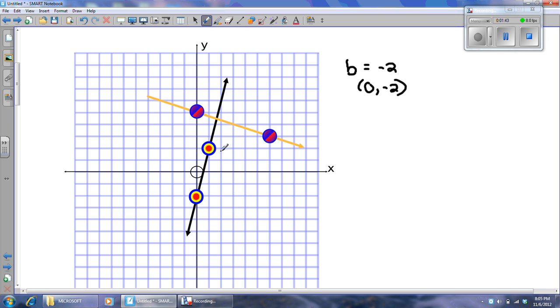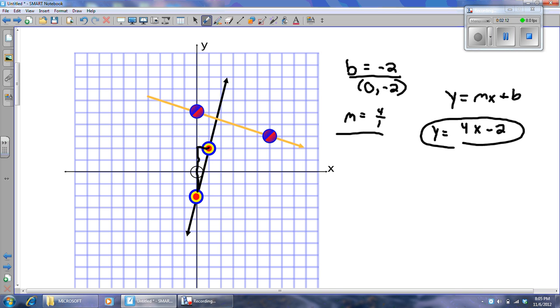And then I have 2 points indicated here. I can count the slope. I can rise 1, 2, 3, 4, and then run 1. And so it looks like my slope for the black line is 4/1. If I know the y-intercept and I know the slope, I can write an equation in y equals mx plus b form, or slope-intercept form. I can write y equals 4x minus 2. And there you go. That is the equation of the black line.